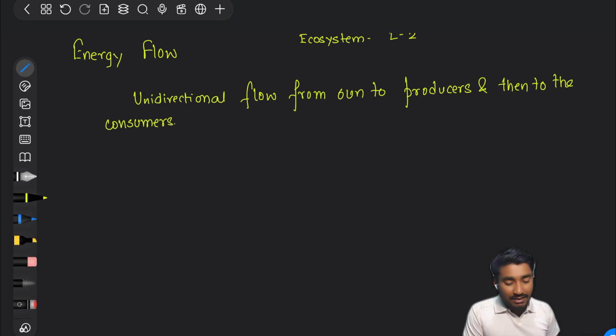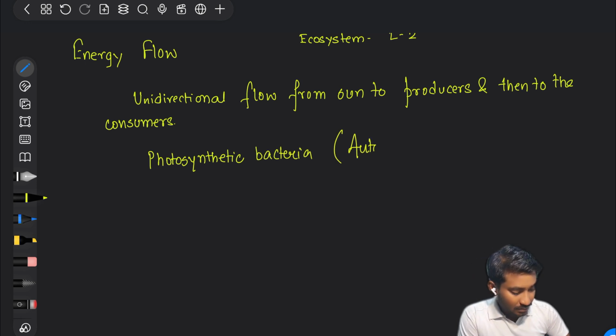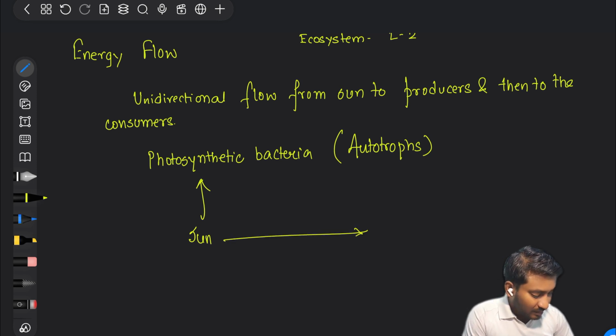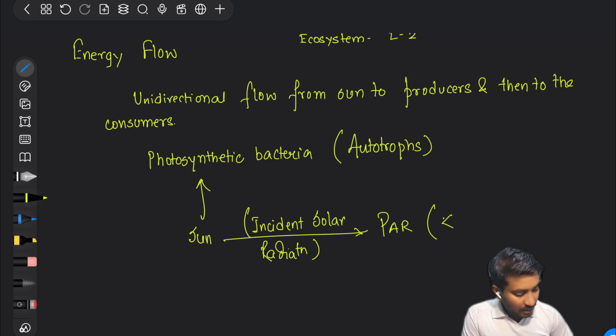Okay, in that case, the photosynthetic bacteria, the autotrophs generally, these are basically the autotrophs. See, the photosynthetic bacteria get the energy from the sun, from the incident solar radiation, that is called the PAR, of which greater than 50% is absorbed by the plants.